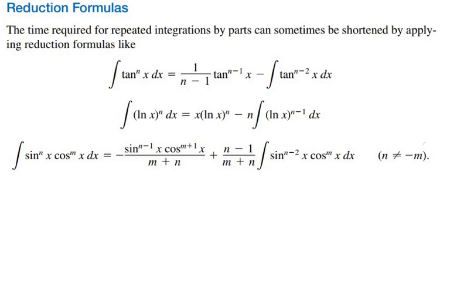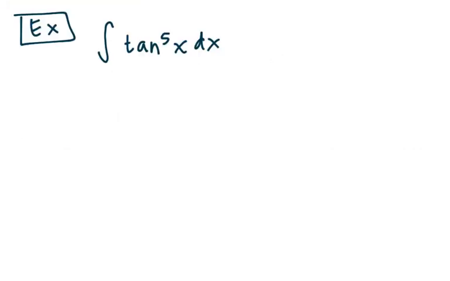And because we've become so familiar with those patterns, we have these three common reduction formulas. So tangent raised to some nth power, natural log of x raised to an nth power, or a product of sine and cosine raised to nth powers, and that works as long as those nth powers are not the opposite of each other. All three of these reduction formulas are derived using integration by parts.